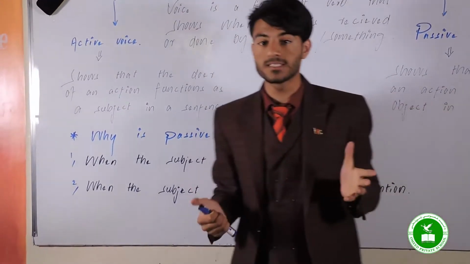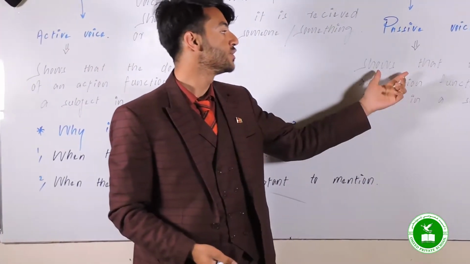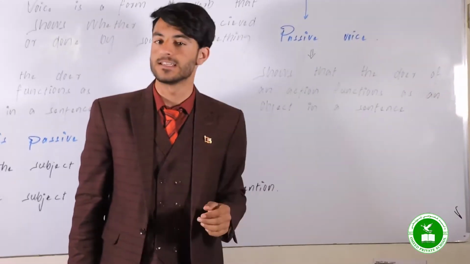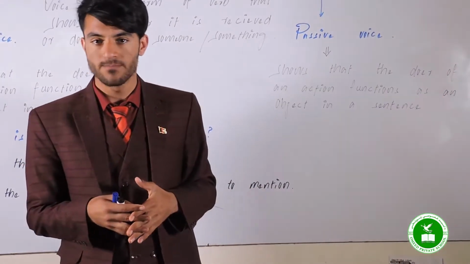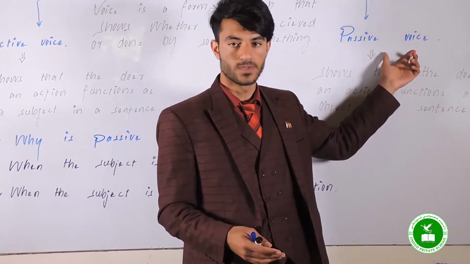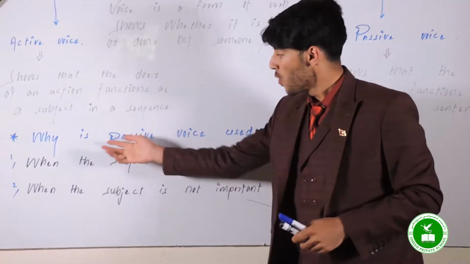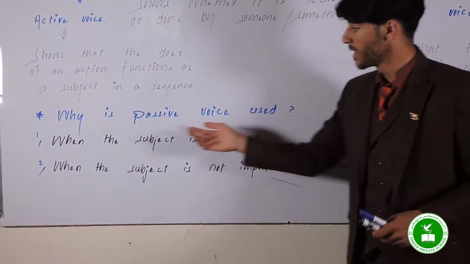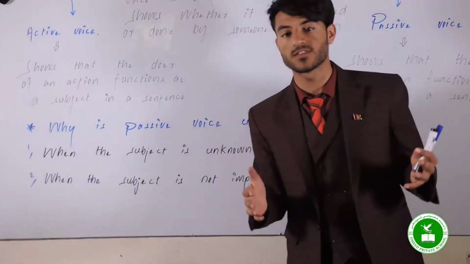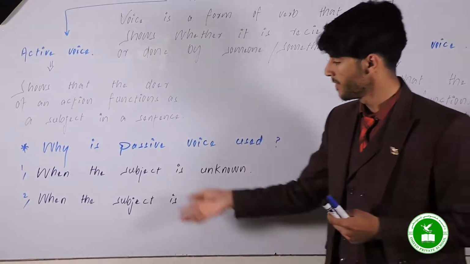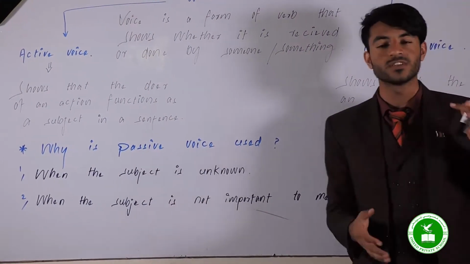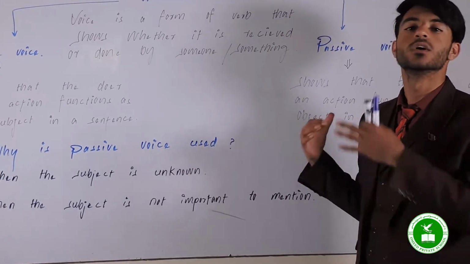Okay, and what's passive voice? Passive voice shows that the doer of an action functions as an object in a sentence. That's called passive, okay? And one important question, why do we use passive voice? Why is passive voice used? So number one, when the subject is unknown. When you don't have information about the subject, you use passive. The second one, when the subject is not important to mention. When you don't want to mention the subject, then you use passive voice.